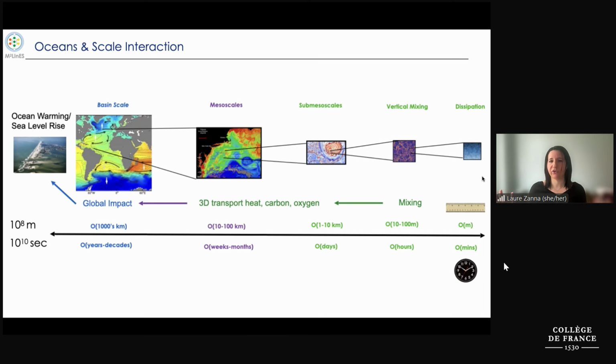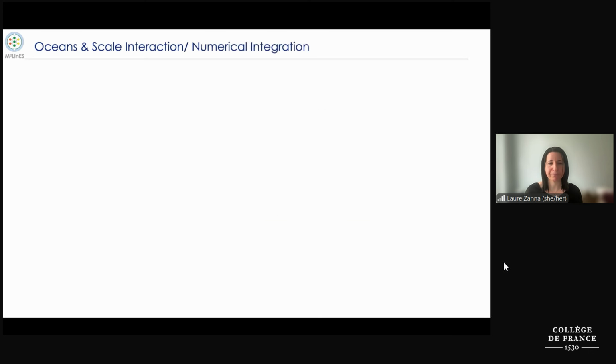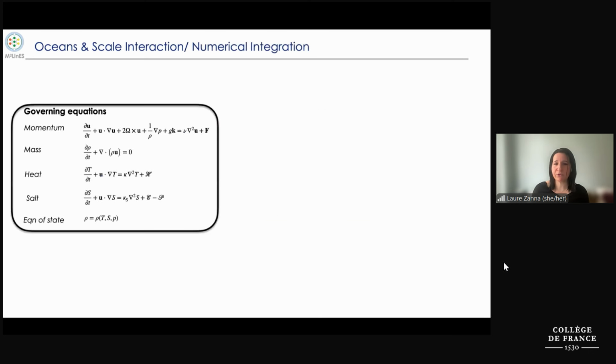So you can already imagine the scope of the simulation you would need if you wanted to understand how mixing influences the sub-mesoscale that influences the mesoscale that influences the basin scale, and then at the end of the day, understand how the ocean takes up heat and carbon and moves it around, right? So it's a massive challenge to actually resolve all those scales, both spatially and temporally. So what do we do, right?